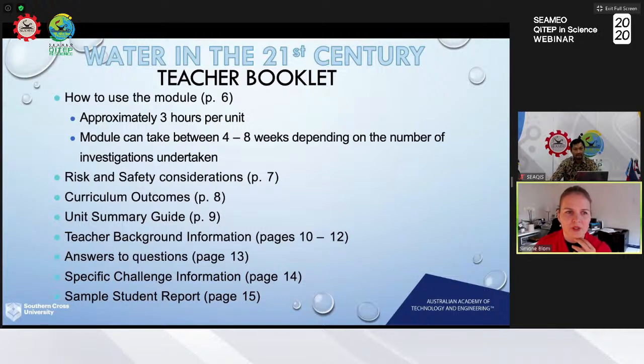There's approximately 3 hours per unit. We've got the risk and safety considerations, we've got curriculum outcomes, summary guides. Everything you need is in there. We've even got sample student responses.